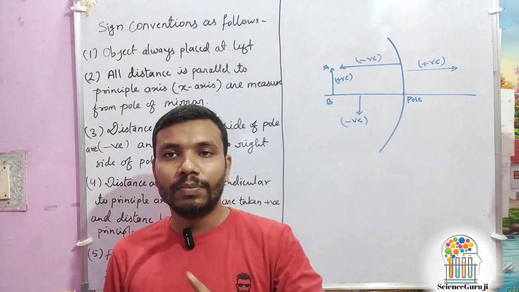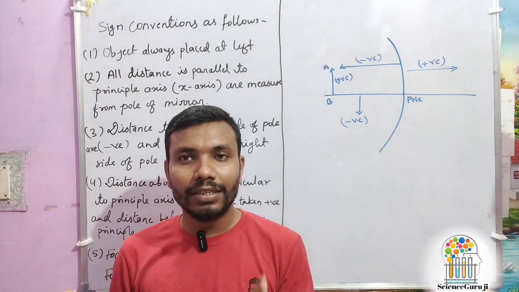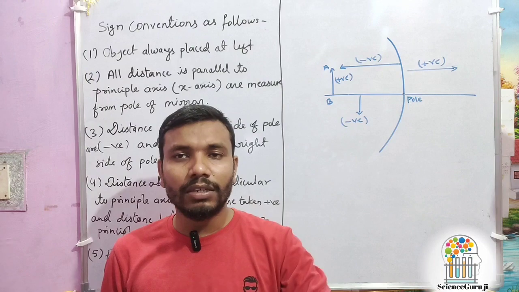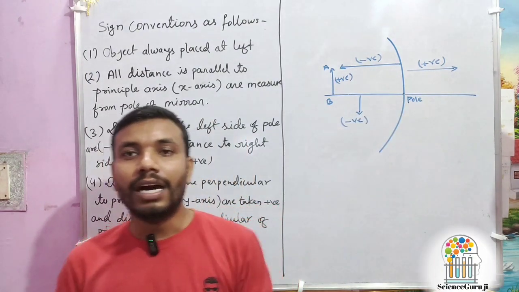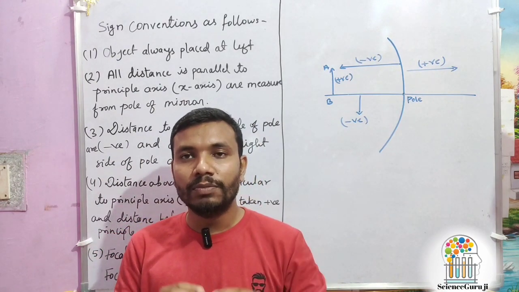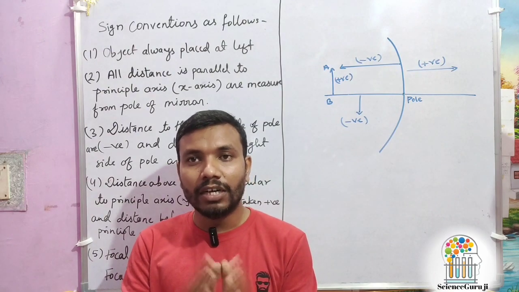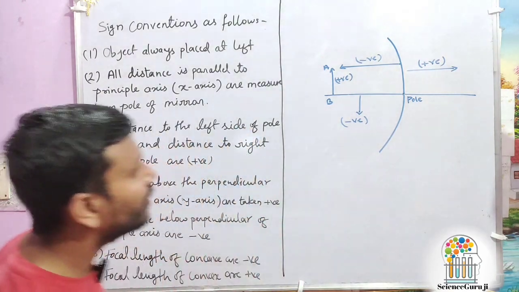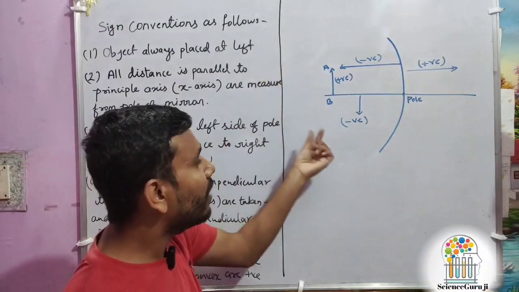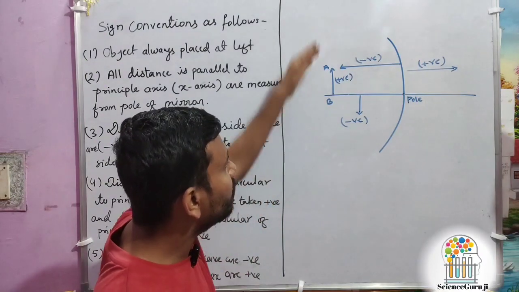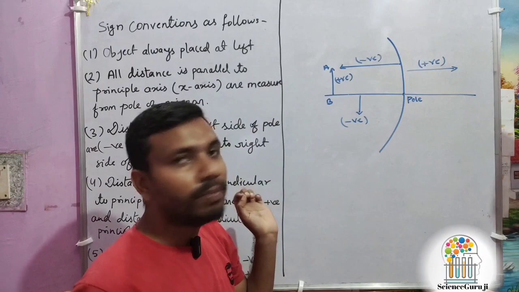First thing, the object is always kept on the left side. Second thing, whenever we measure the distance of an image or object or anything, it is measured from the pole, and the height measurement is always perpendicular to the principal axis. It means the principal axis is our x-axis. Let's understand this. Here we have an object that is AB. So AB is perpendicular to the principal axis. It means it is on the y-axis.